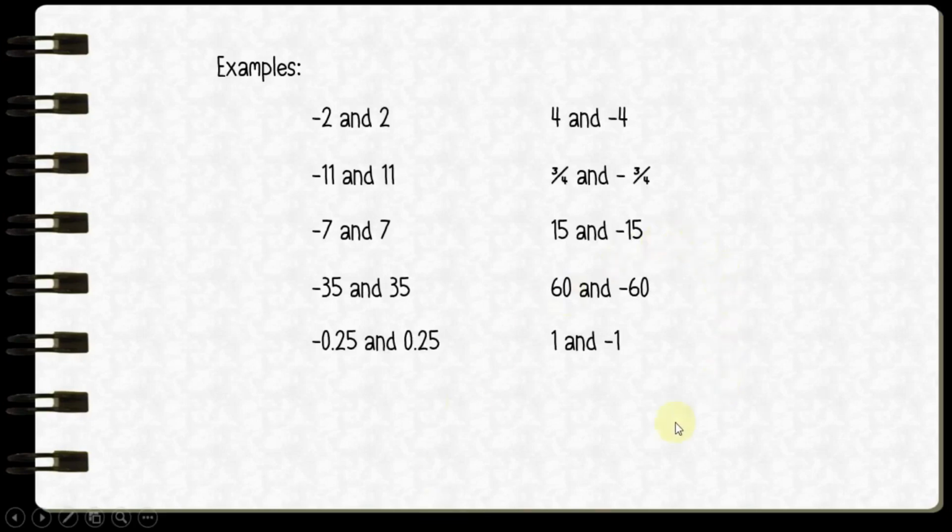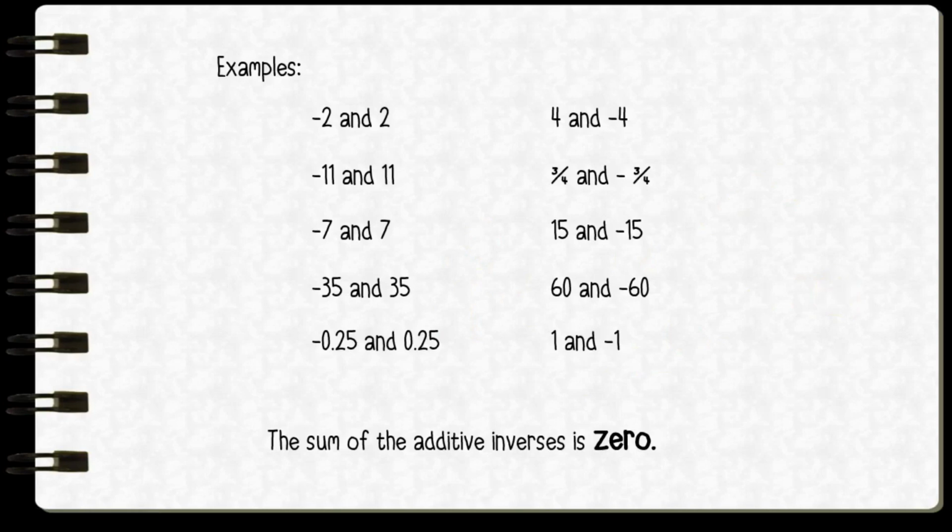Let's have more examples about opposite numbers. These numbers are what we call opposite numbers. So negative 2 and positive 2, we have negative 11 and positive 11, same thing as negative 7 and positive 7, so as negative 35 and 35, negative 0.25 and 0.25, 4 and negative 4, same as positive 3/4 and negative 3/4. We also have positive 15 and negative 15, 60 and negative 60, and also positive 1 and negative 1. And these numbers have the sum of 0. Again, the sum of the opposites, the sum of the additive inverses is always 0.